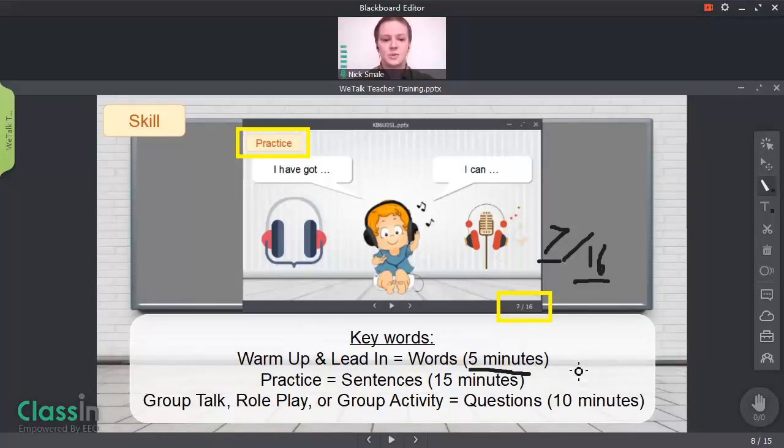So what you can do is plan out your word section. How many slides are in the word section? How many slides are in the sentence section? How many slides are in the question section? Map them out. Look at the time at the top, and the time at the top will tell you how long you've been teaching. And if you know how long you've been teaching and you know where you should be at that time, you know if you are too fast or too slow. And then you can either speed up or slow down accordingly.